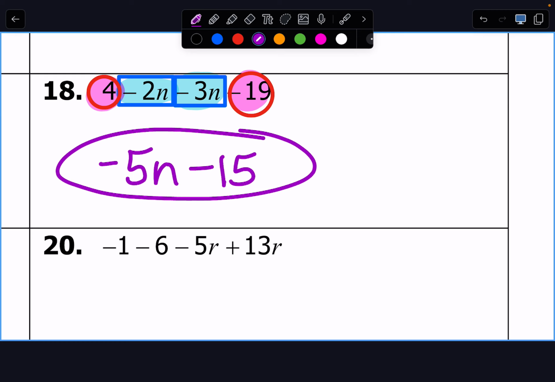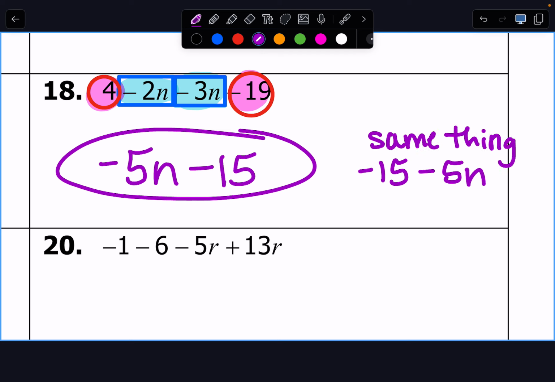Fair? Okay. These are why we spent the first few weeks of school practicing our integer operations, but you do get to use a calculator, so if you're a little nervous, put it in the calculator. Does it matter which way you put it? Ooh, that is a great question. Does it matter which way you put it? I will be fine if you put minus 15 minus 5n. It means the same thing. Okay? It means the same thing.